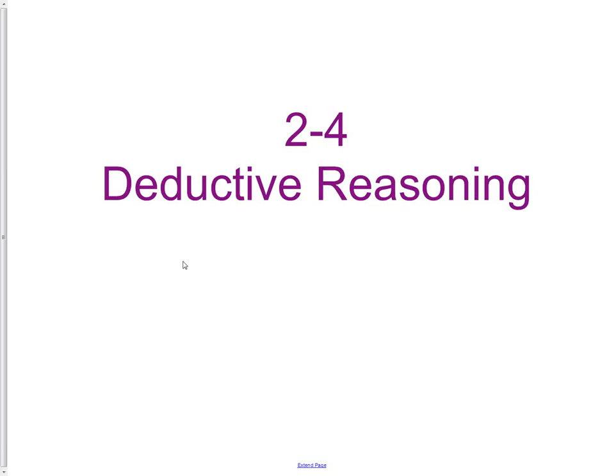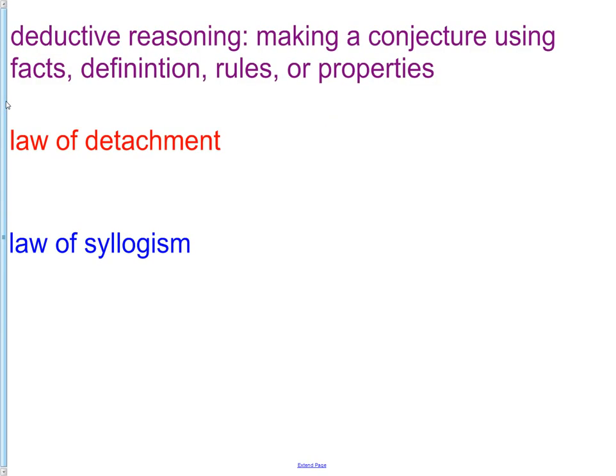We've already had our lesson on inductive reasoning. Now we're going to have a lesson on deductive reasoning. Deductive reasoning is making a conjecture using facts, definitions, rules, or properties. With inductive reasoning, we made an educated guess. With deductive reasoning, there must be an accepted fact, definition, rule, or property that allows us to make our statements.